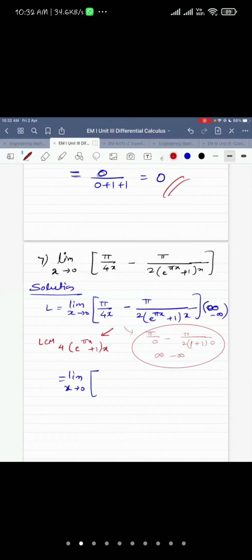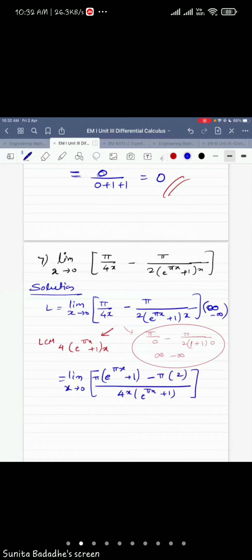Now to cover this LCM, what is less in the first term? In the first term, we don't have e raised to pi x plus 1, right? And in the second term, we don't have 2. So accordingly, we'll multiply. So now what it will be? It will be e raised to pi x plus 1. Here that term is not present. In the second term, we don't have 2, and the denominator is 4x times e raised to pi x plus 1. The term will come in this form.